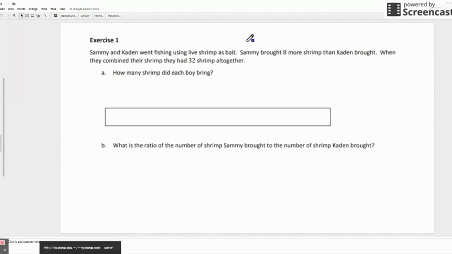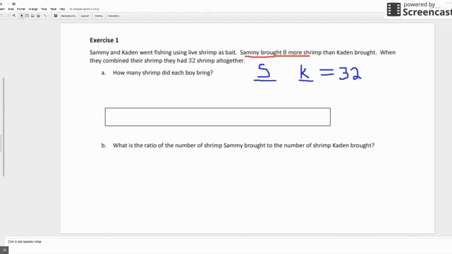All right, so we have 2 individuals going fishing. We have Sammy, I'm going to use S for Sammy. And we have Caden. And they went shrimp to go fishing with. And altogether, that shrimp equaled 32. Well, that gives us a little more information here. Let's use our red pen. Sammy brought 8 more shrimp than Caden. So Sammy brought 8 additional shrimp than Caden. But still, altogether they had 32. So the question is, how much did each individual bring?